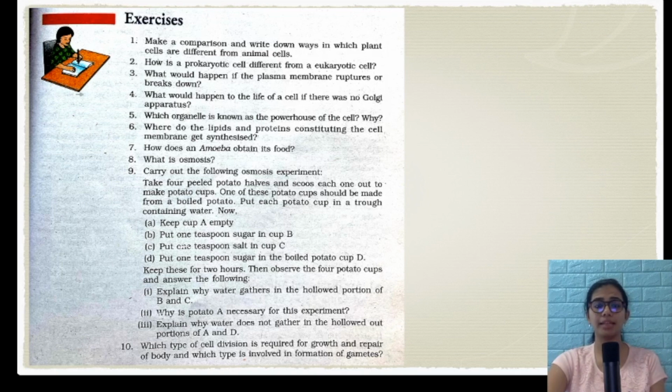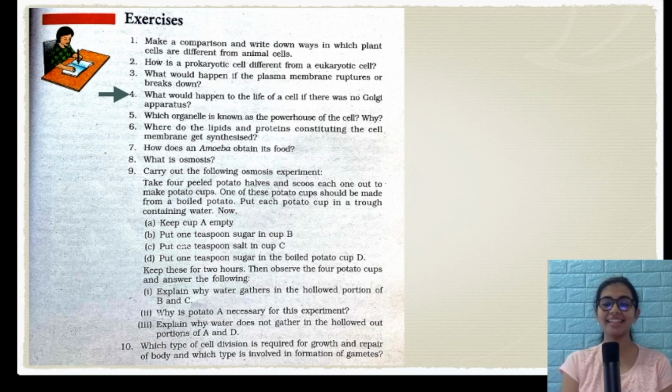Then, what would happen to the life of a cell if there was no Golgi apparatus? Again, it's the same thing: what role does the Golgi apparatus play? We already saw that the Golgi apparatus is part of the cellular membrane system. It functions sort of like a road for the transport of substances inside the cell to different places and also from inside of the cell to the outside of the cell. So if the Golgi apparatus goes, the road is lost.